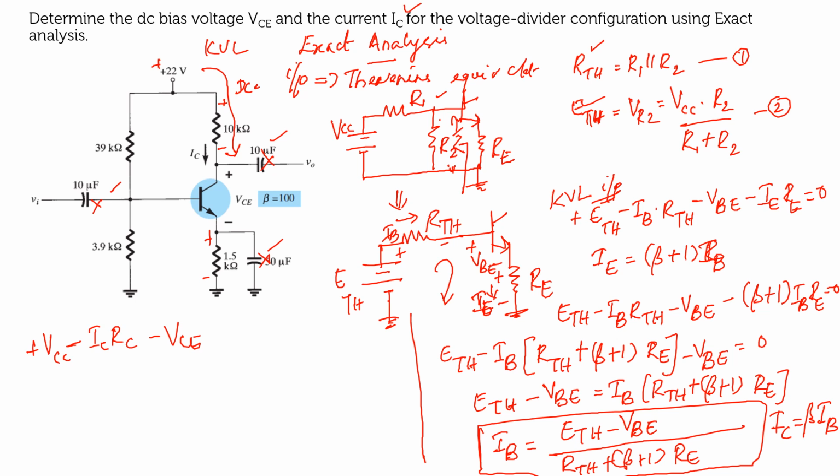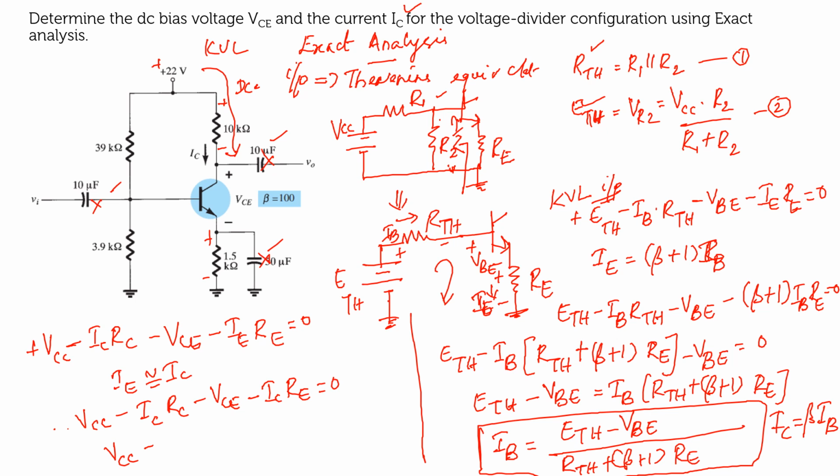So now plus to minus, so minus IE into RE is equal to 0. You know the relationship between IE and IC? IC is approximately equal to IE. So you will be getting VCC minus IC RC minus VCE minus IC into RE is equal to 0. Take IC as common: VCC minus IC into (RC plus RE) minus VCE is equal to 0. Solving, we will get VCE is equal to VCC minus IC into (RC plus RE), right?